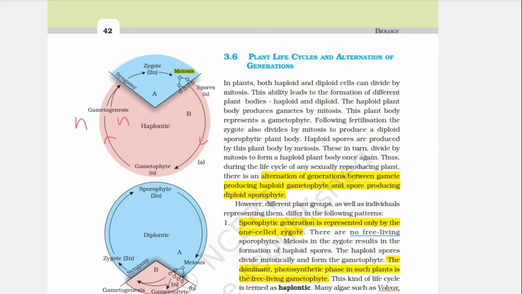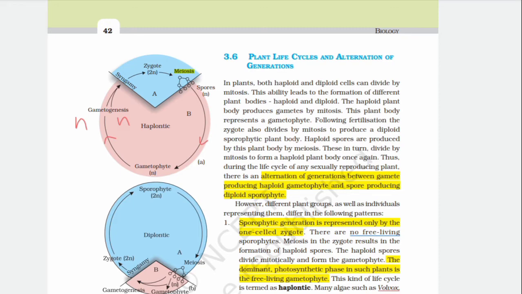Gametophyte. What is a gametophyte? A gamete producing generation. So it will be N. So it will produce gametes through mitosis. Because it is N, it is going to produce N. So we need only mitosis. Now these two gametes will fuse to form the zygote, which is 2N. So now we want to come back again to the gametophyte, right? So we want to undergo meiosis, a reduction division through which 2N is converted into N, that is spores.